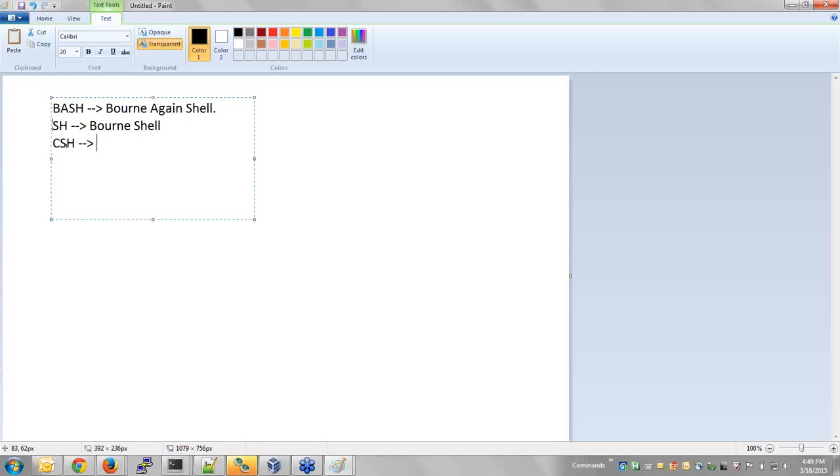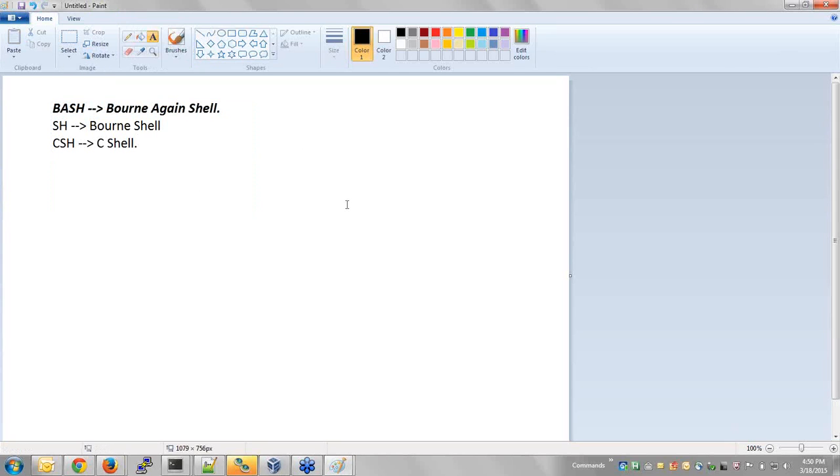Most programmers who want to write a script to execute on any server prefer CSH, because its syntax is almost similar to the C language. These are the widely used shells in all environments, and we are going to talk completely about the bash shell.